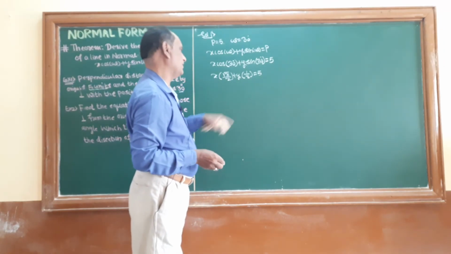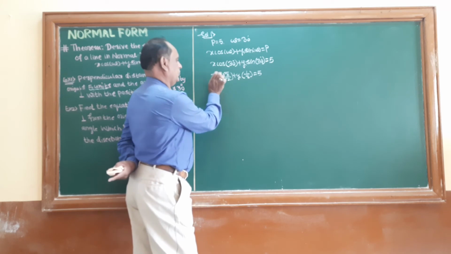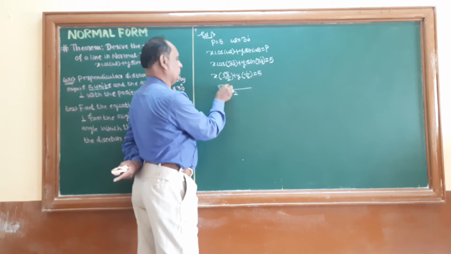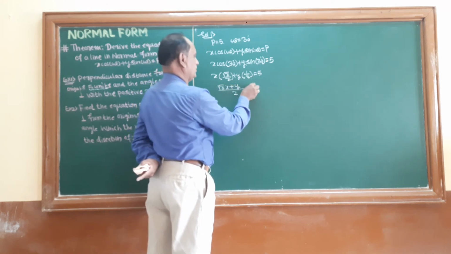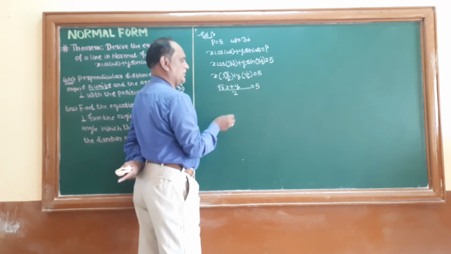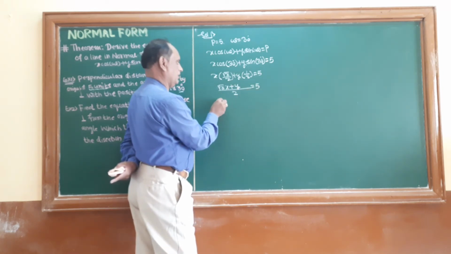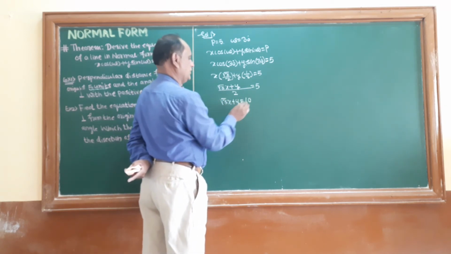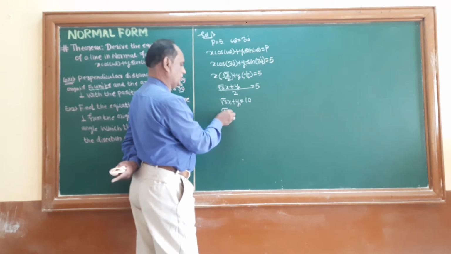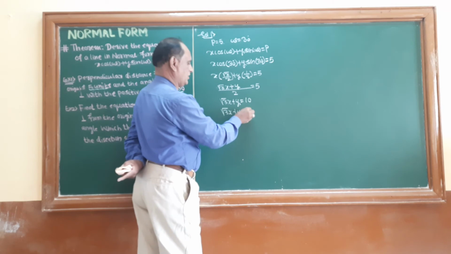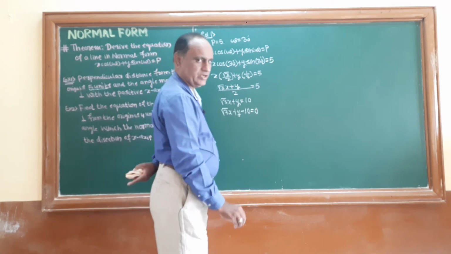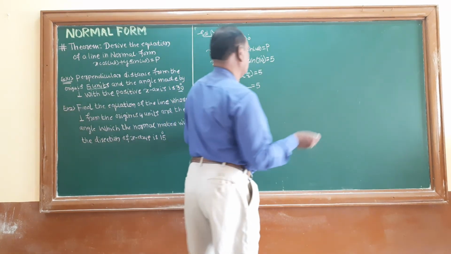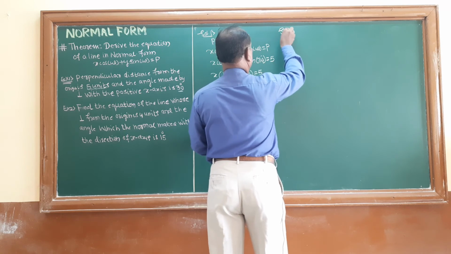Taking the LCM, the denominator is simply 2, and the numerator is root 3 x plus y, equal to 5. So rearrange: lift the 2 to the other side. Root 3 x plus y is equal to 10. The required equation is root 3 x plus y minus 10 is equal to 0, which is the required equation of the line in normal form.